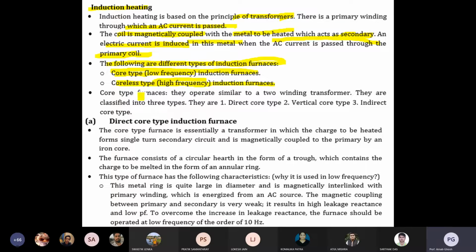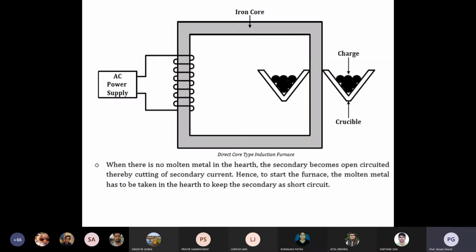Core type furnaces operate similar to a two winding transformer. They are classified into three types: direct core type, vertical core type, and indirect core type furnace. Here you can see the diagram of the direct core type furnace.